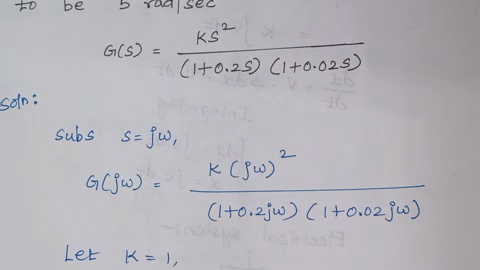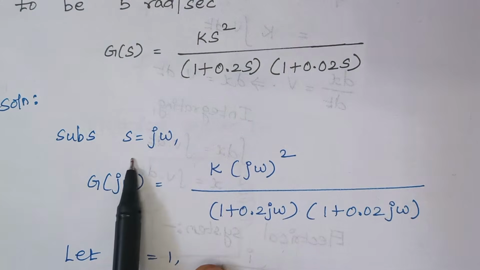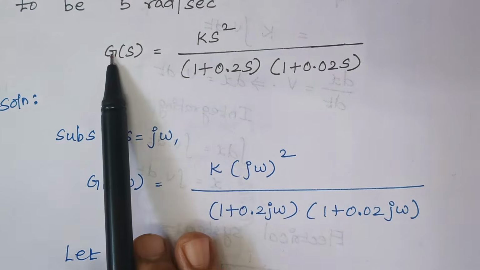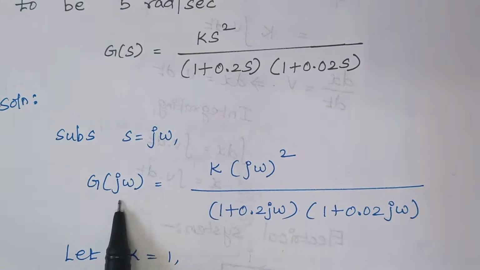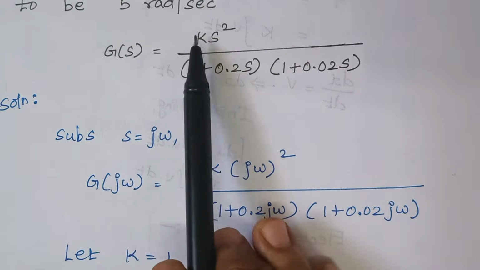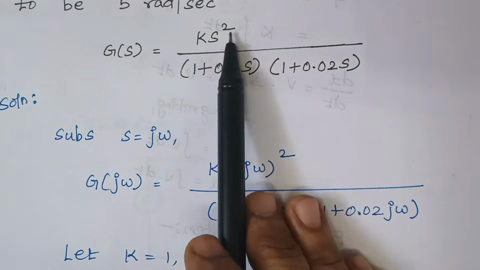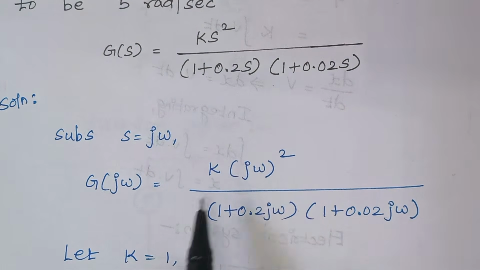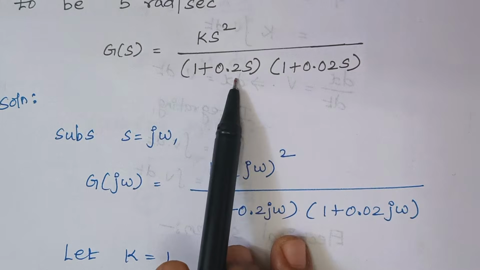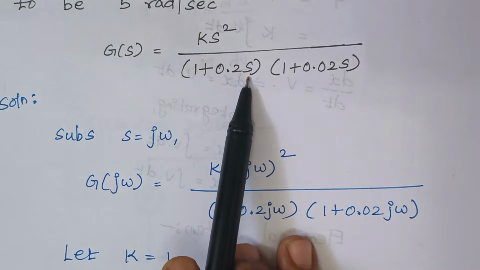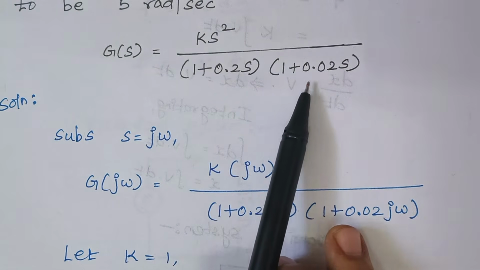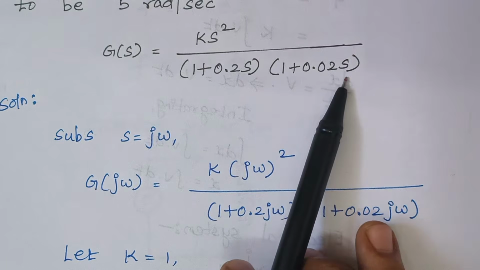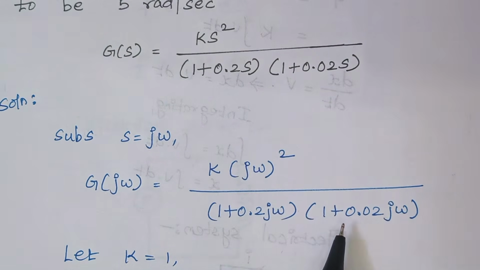So I am replacing s by j omega. Here you see G(s) is rewritten as G(j omega), with K as such, and s squared becomes (j omega) whole squared, divided by 1 plus 0.2 times j omega in the place of s, and 1 plus 0.02 times j omega, again in the place of s.